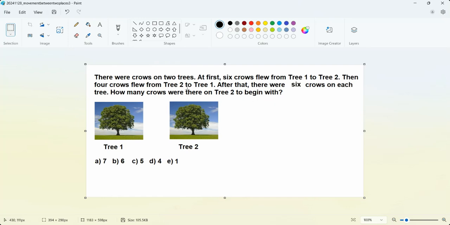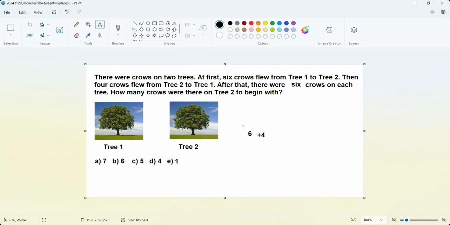So on tree 2, what is happening? Just after the movements we had six crows on tree 2. Four crows flew from tree 2 to tree 1, so four crows left tree 2. Since they left, we have to add them back. So we have to add plus 4 because those crows left. And before the four crows left, we had 10 crows in tree 2.